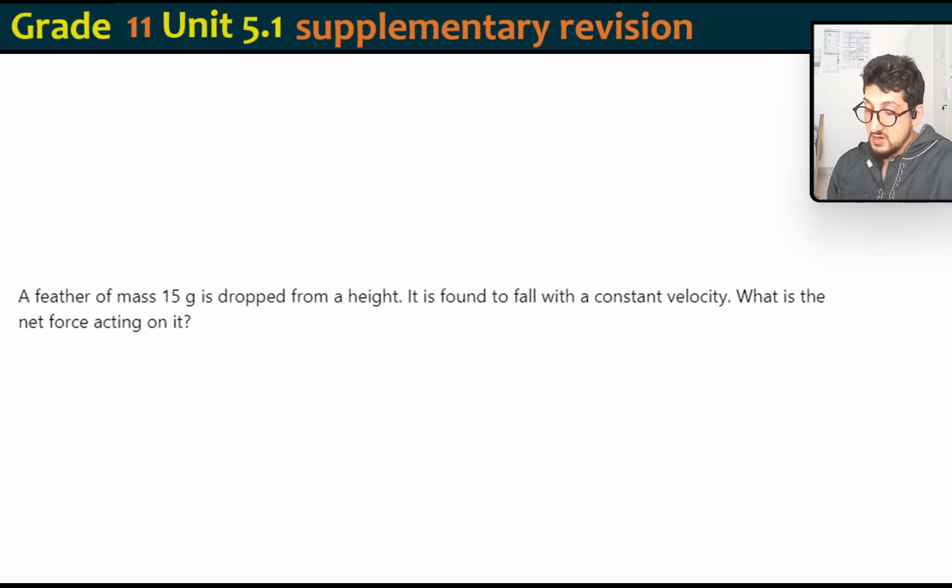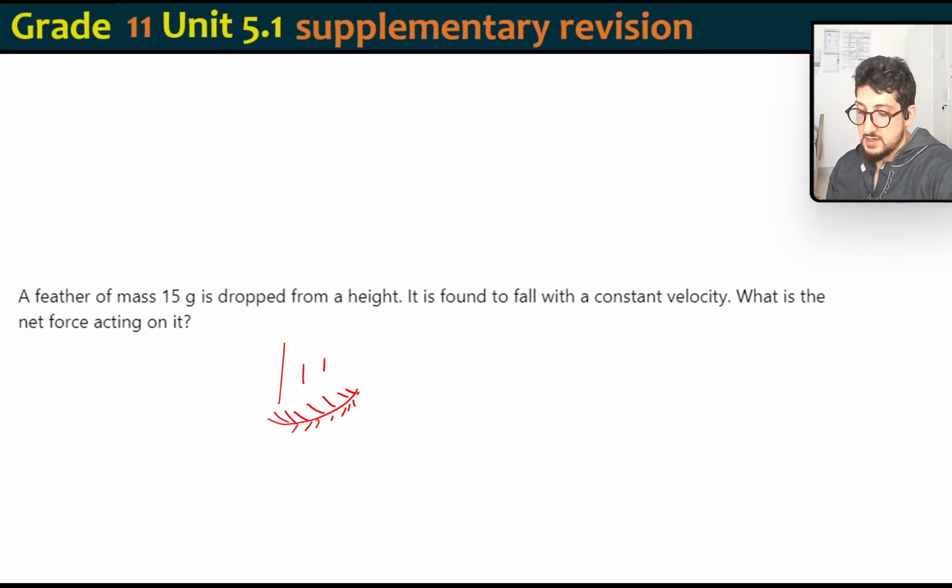Right, let's move on. A feather of mass 15 grams is dropped from a height. It is found to fall with a constant velocity. What is the net force acting on it? Interesting. Here's a feather. It is falling.